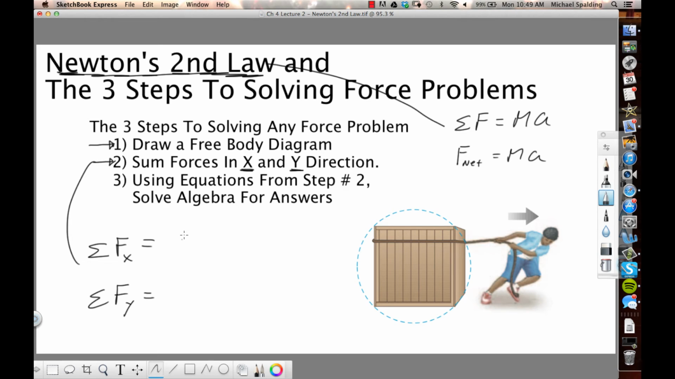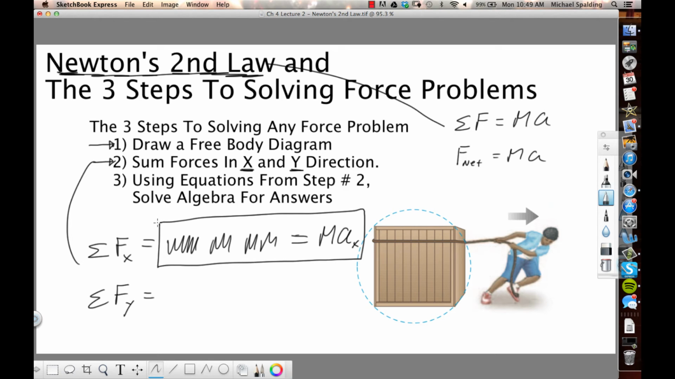Now, every problem is different. You're going to have different forces in different problems, but basically it's going to be like this. You're going to look at the free body diagram and sum up the forces in the x. When you're done summing it, what's it going to equal? ma, that's an x equation. So basically what you did is you wrote an equation for the x direction.